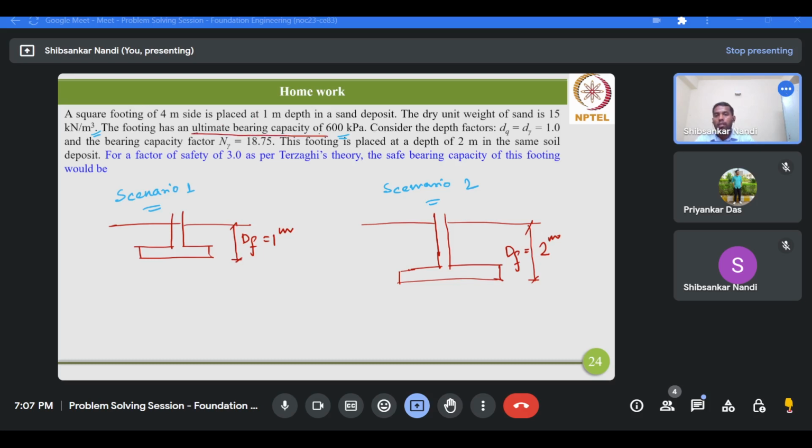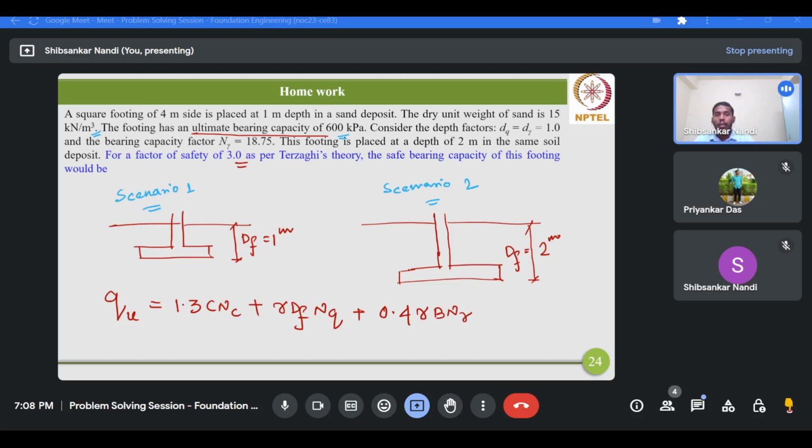Now the ultimate bearing capacity corresponding to the first scenario is given as 600 kPa. Now you have to calculate the safe bearing capacity for scenario 2 with a factor of safety of 3. Now, what should be your approach? Since the shear strength parameters are not directly given in this problem, and this is a sand deposit, as per Terzaghi's theory, and again it's a square footing, the expression for qu would become 1.3 cNc plus gamma Df Nq plus 0.4 gamma B N gamma.